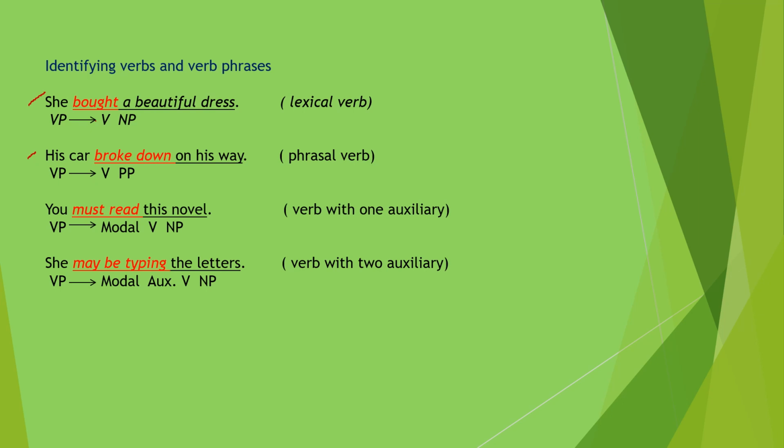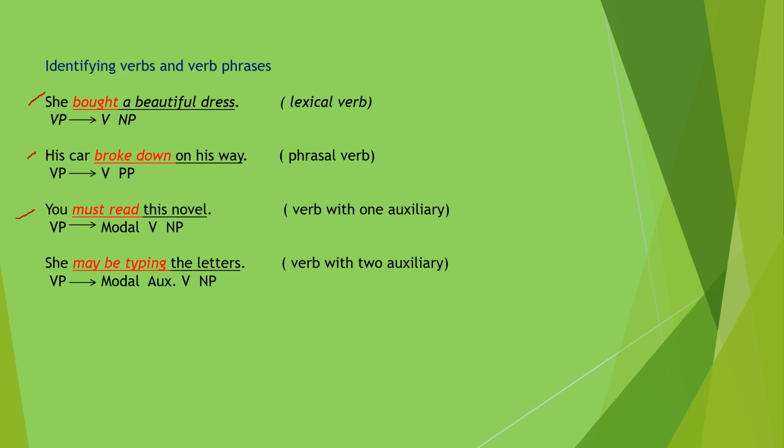Now moving on to the third sentence, you must read this novel. In this one you have one auxiliary verb. This is a modal auxiliary verb. So here the verb phrase is divided into the modal auxiliary verb, and then you have the main verb, and then you have the noun phrase. The modal auxiliary is the word must, and then the main verb is read, and then we have the noun phrase this novel.